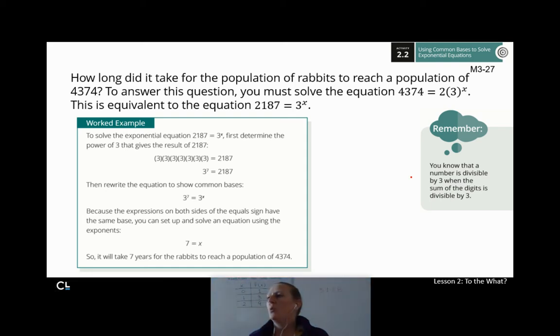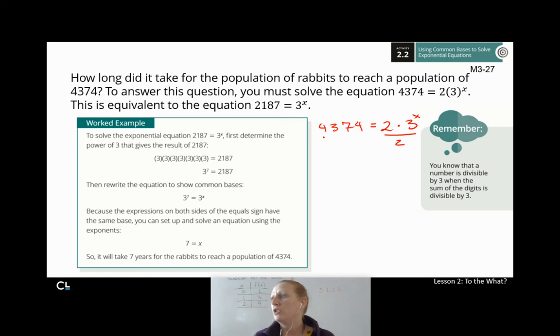So they have this all worked out here on your paper on page 27, but I'm going to work it out off to the side just so you can see what I'm thinking here. So I have 4,374, and I want to know when that's going to equal 2 times 3 to the x power. I want to know when I'll have this many rabbits. So I'm going to solve it. In order to get x alone, the first thing I need to do is divide by 2. And again, calculator, super useful. If I divide that by 2, I get 2,187 equals, oh, the 2's cancel out, equals 3 to the x power.